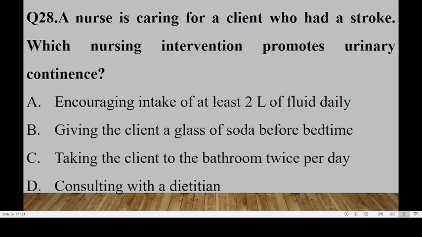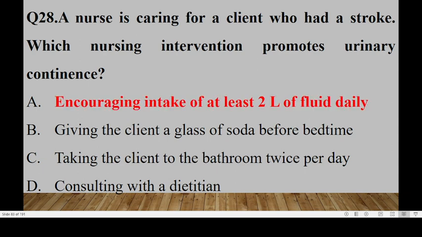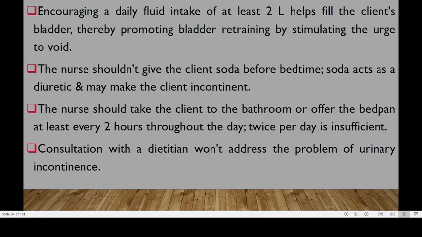A nurse is caring for a client who had a stroke. Which nursing intervention promotes urinary continence? Encouraging intake of at least 2 liters of fluid daily. This will help the client's bladder, therefore promoting bladder retraining by stimulating the urge to void.